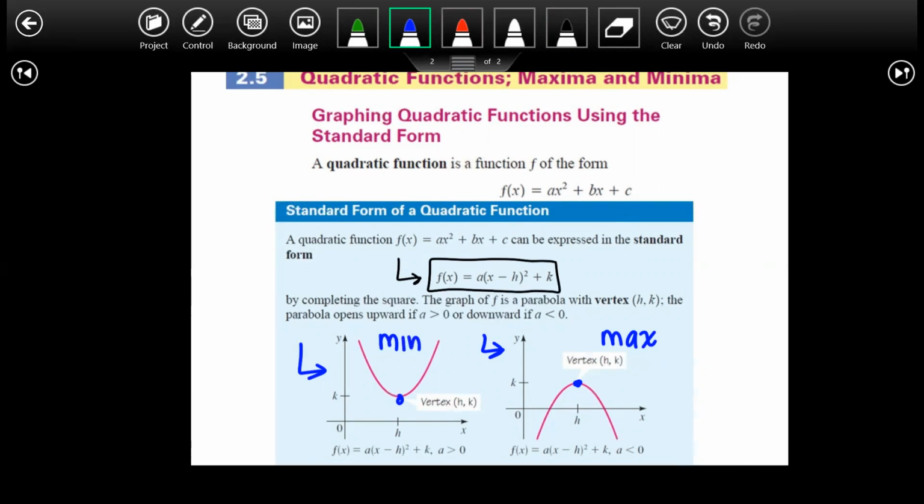So if a is greater than 0, we're going to have a minimum. If a is less than 0, we're going to have a max. The first way we're going to do this is by converting it into our standard form. Our standard form is going to tell us whether a is larger than 0 or less than 0, and that's going to help us determine those values. That's all we got to do.